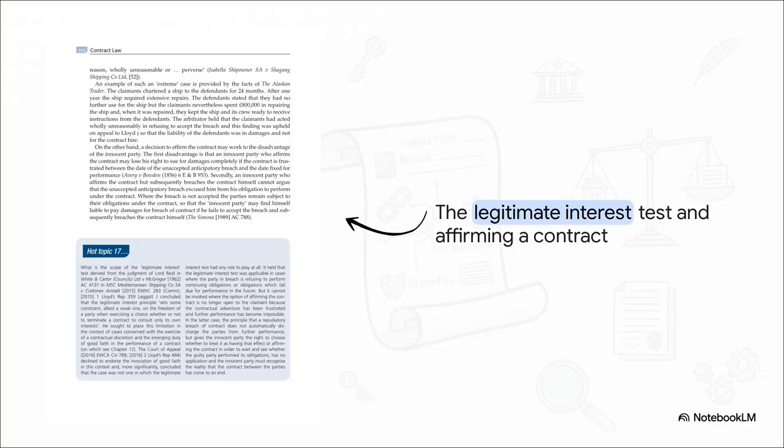Surprisingly, the innocent party doesn't always have to terminate after a serious breach. They can actually choose to affirm the contract and keep it alive. But there is a catch. You must have a legitimate interest in continuing performance. You can't simply keep a dead contract on life support just to rack up a massive bill and maliciously punish the breaching party. The law demands a genuine, reasonable reason to keep things going.